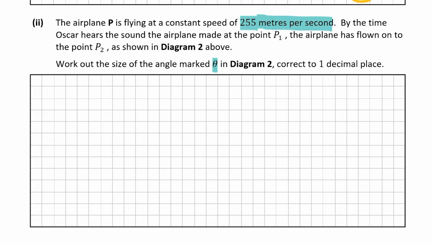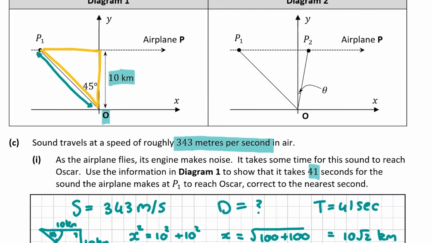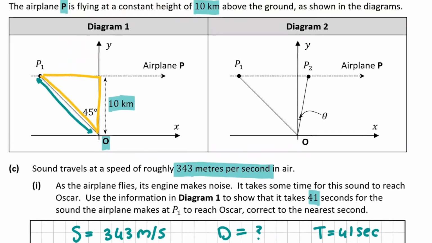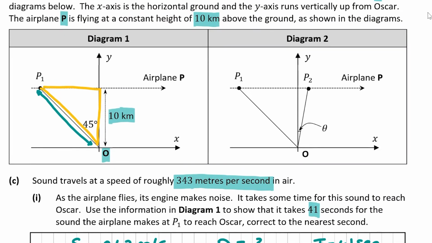So the first thing we're going to do is look up at the diagram here. So we know that the plane is traveling at 255 meters per second, and we're looking in diagram 2 here. So we're saying that when Oscar hears the sound from plane 1, the plane is at the point P2. So we're asked to find this angle here. So how are we going to find that?